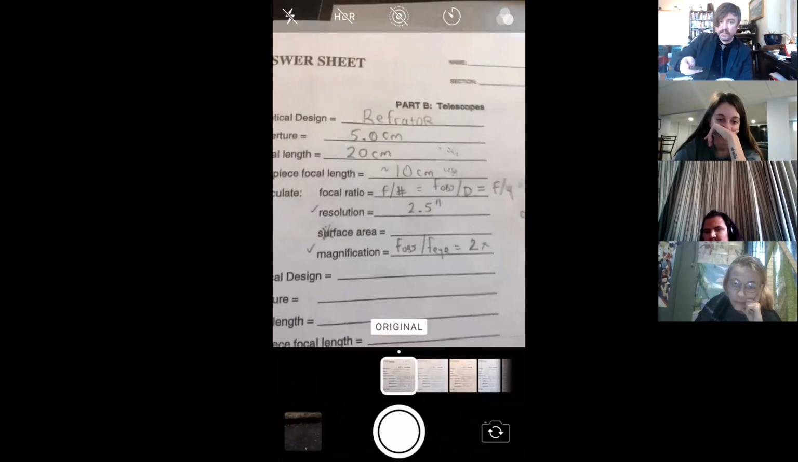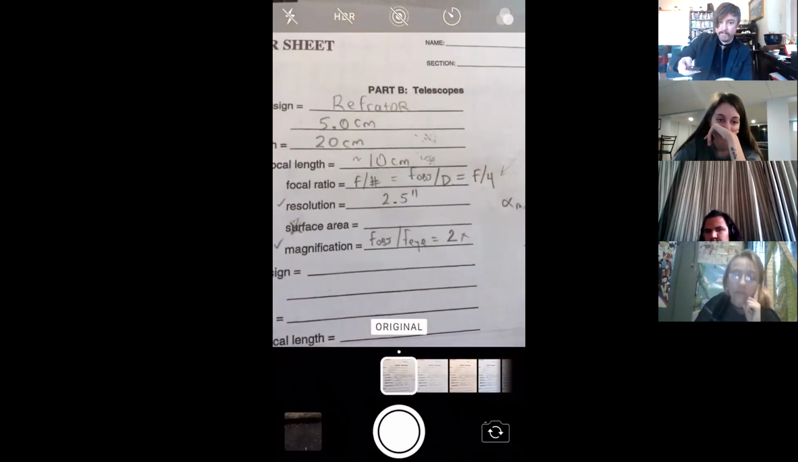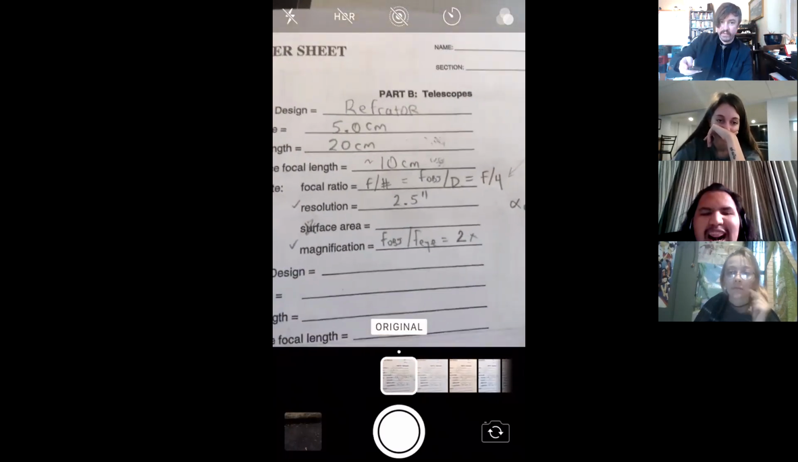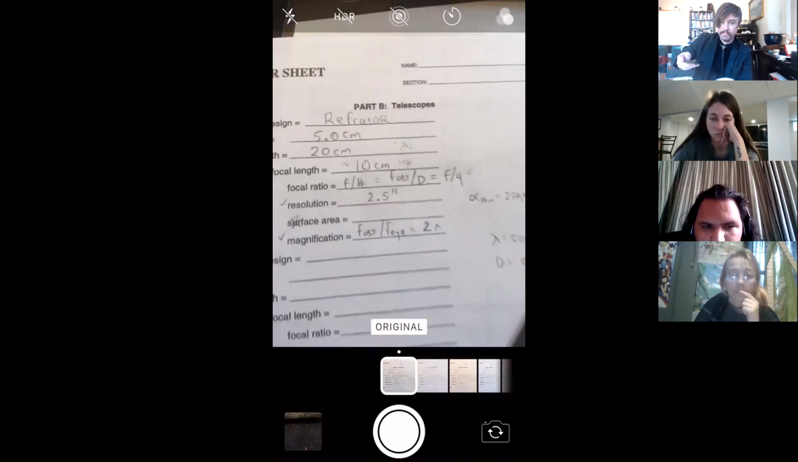Have you guys got that? Can you put that on the back of your page? Skip the surface area. I don't care about that. Okay. And that, my friends, is Building Telescopes 101.